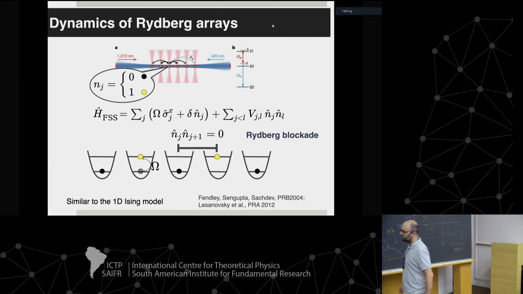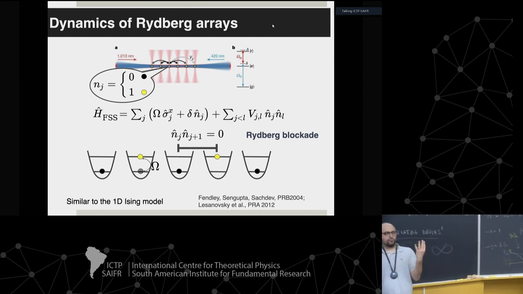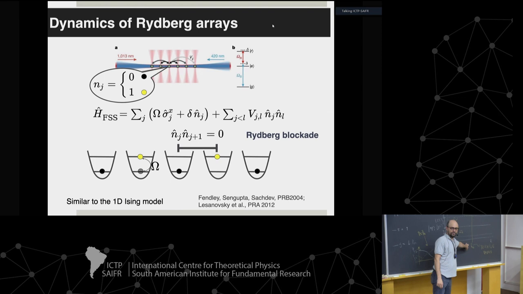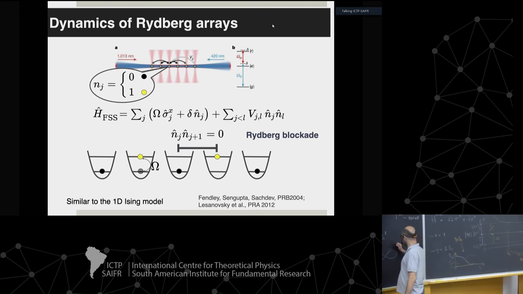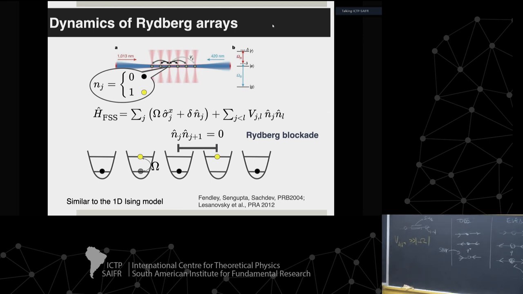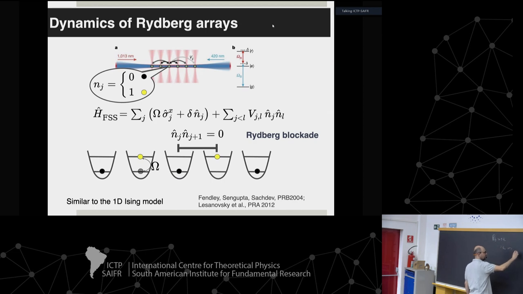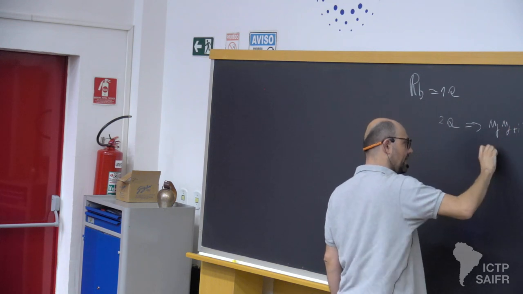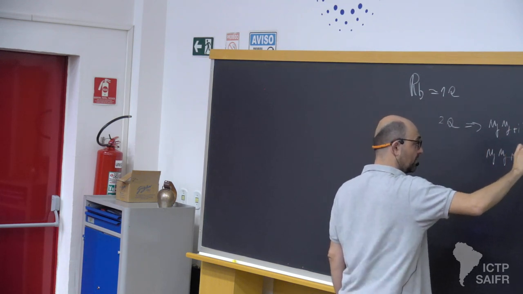Okay. If you want to have a constraint which is beyond nearest neighbor, what you have to do is to diminish the lattice spacing. But essentially, the constraint is set by this R_B. Okay? For instance, if you have a system where R_B is equal to one lattice spacing, then we have this constraint. But you can also make it in such a way that it is equal to two lattice spacings. Okay, for instance, you decrease the distance between the tweezers. And then this is really giving you a constraint where you have n_j n_{j+1} equal to 0, and n_j n_{j+2} also has to be equal to 0.